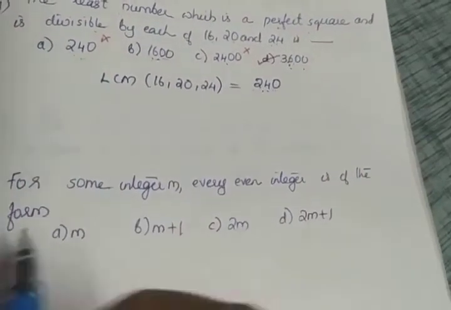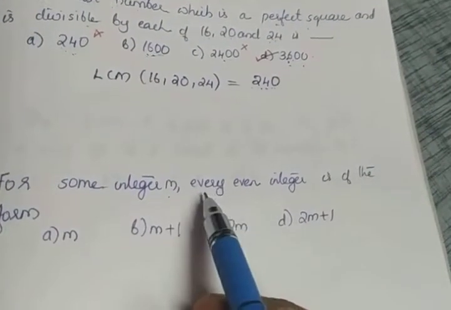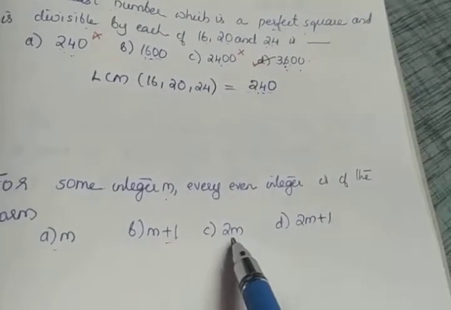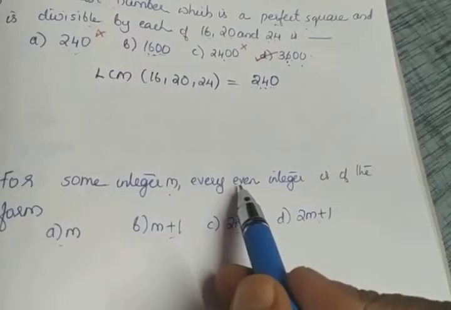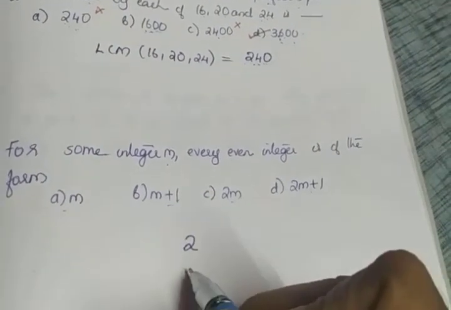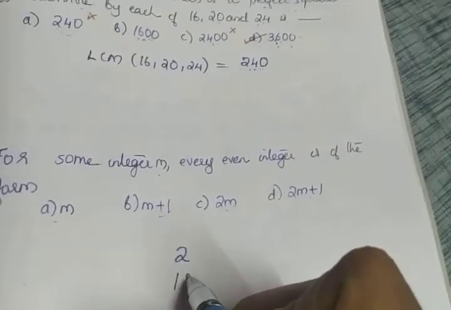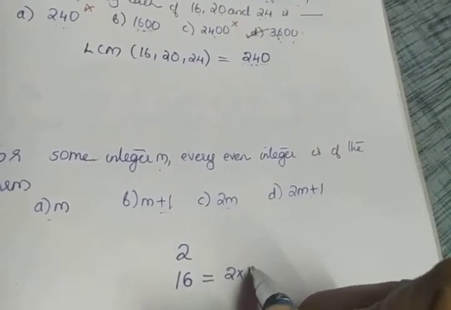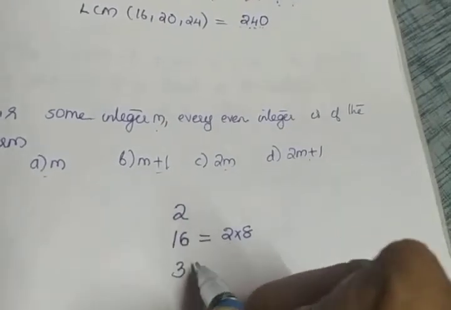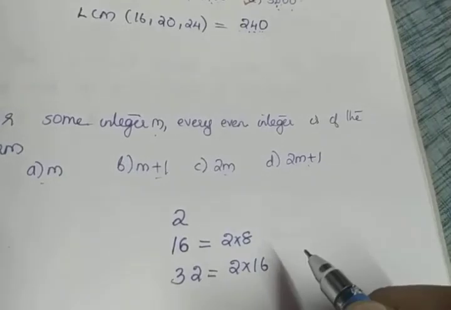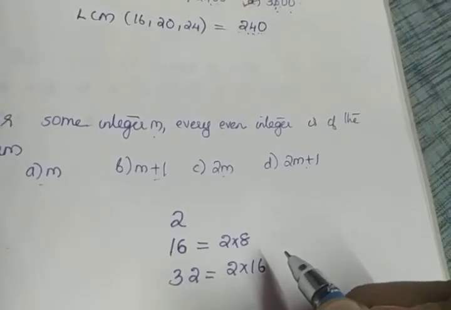Move to the next question. For some integer m, every even integer is of the form m, m plus 1, 2m, 2m plus 1. Here also it says about an even integer. So let us take an even integer 2. Nothing can be said about that. Let us take a 2-digit even number 16. 16 can be written as 2 into 8. Isn't it? If I am taking another number 32, 32 can be written as 2 into 16. So any even number can be written as 2 into some number.